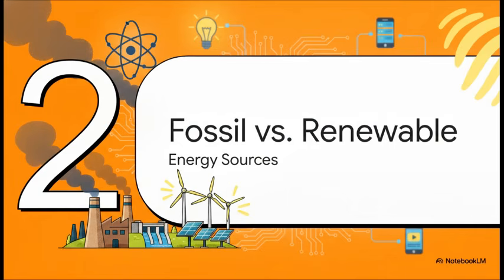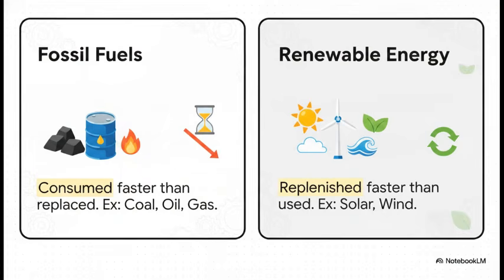Moving right along to section 2, fossil fuels versus renewable energy. The fundamental difference between these two major energy families really just boils down to their rates of consumption versus replenishment. Fossil fuels, think coal, oil, and natural gas, are non-renewable. Why? Well, because we humans consume them far, far faster than nature can ever replace them. I mean, it literally takes millions of years to form fossil fuels under intense geological heat and pressure.